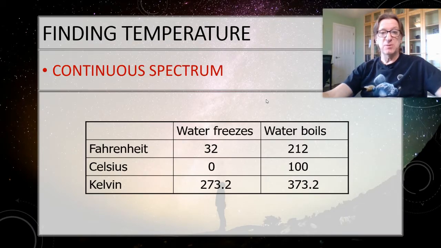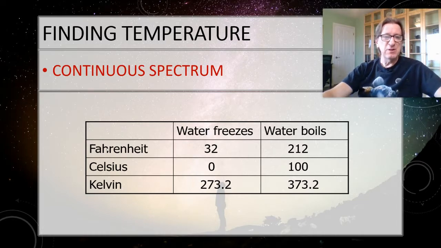So I mentioned I would tell you about Kelvin and the different temperature scales. So let's talk about that for just a minute. Fahrenheit is what we use here in the United States. All temperature scales are based on when water freezes and when it boils. Fahrenheit freezes at 32 degrees. Water boils at sea level, at least, at 212 degrees.